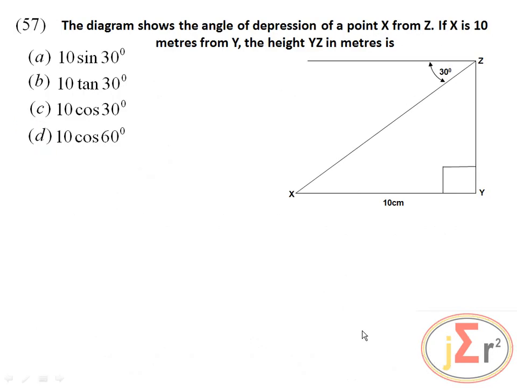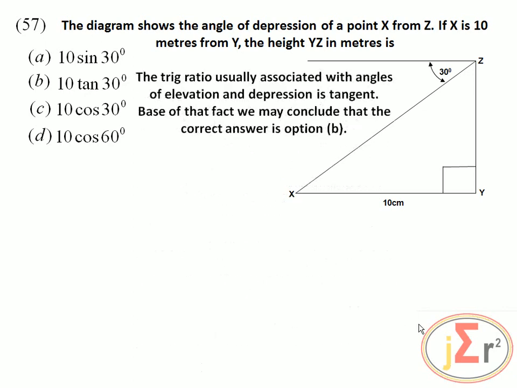The diagram shows the angle of depression of a point X from Z. If X is 10 meters from Y, the height YZ in meters is what we are determining. The trig ratio usually associated with angles of elevation and depression is tangent. Because of this fact, we may conclude that the correct answer is option B, tan 30 degrees, because when we are talking about angles of elevation and depression, usually the trig ratio that we consider is tan.